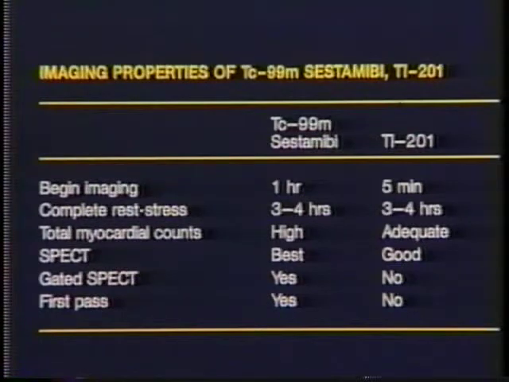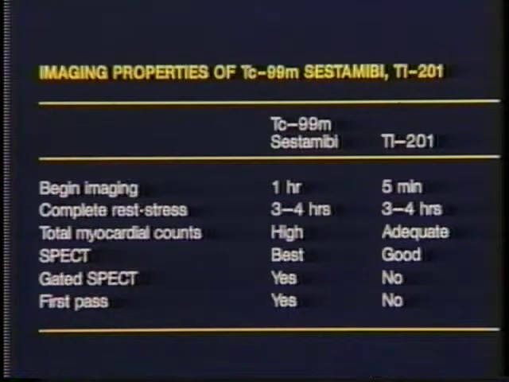The imaging properties of cardiolite and thallium also have important differences. Imaging with cardiolite can begin approximately 1 hour after injection. Because this tracer does not significantly redistribute, imaging can, if necessary, be delayed for several hours without loss of information. With thallium, imaging is generally begun approximately 5 minutes after injection. A complete rest-stress protocol can be completed with either product within 3 to 4 hours. Same-day rest-stress protocols for cardiolite are discussed later in this chapter.